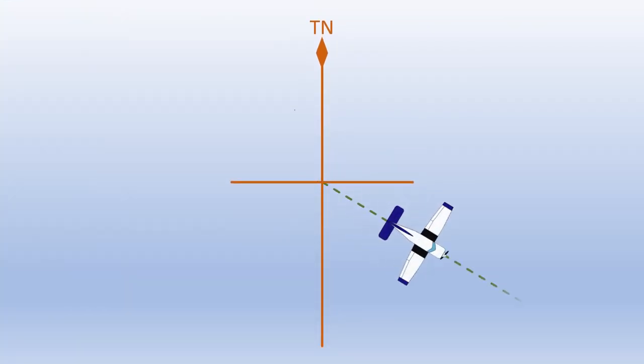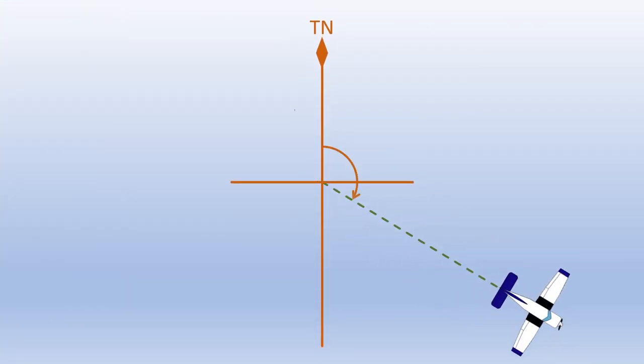An aircraft flies on 120 degrees true track. Magnetic north is to the west of true north, with variation of 20 degrees west. Magnetic track is measured clockwise from magnetic north. Thus, magnetic track is 140 degrees.